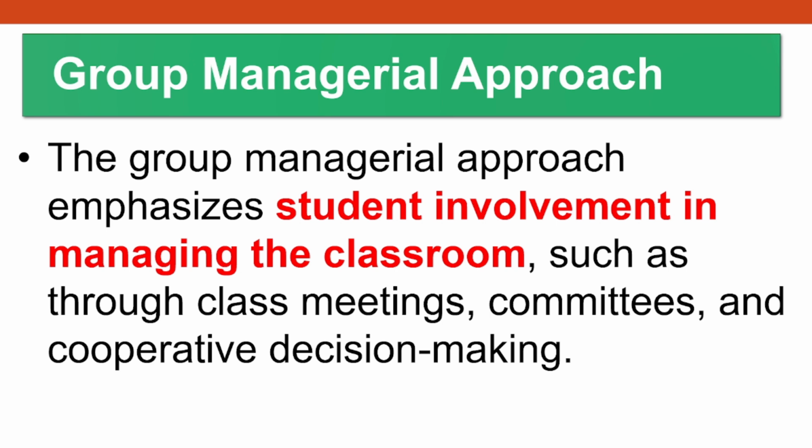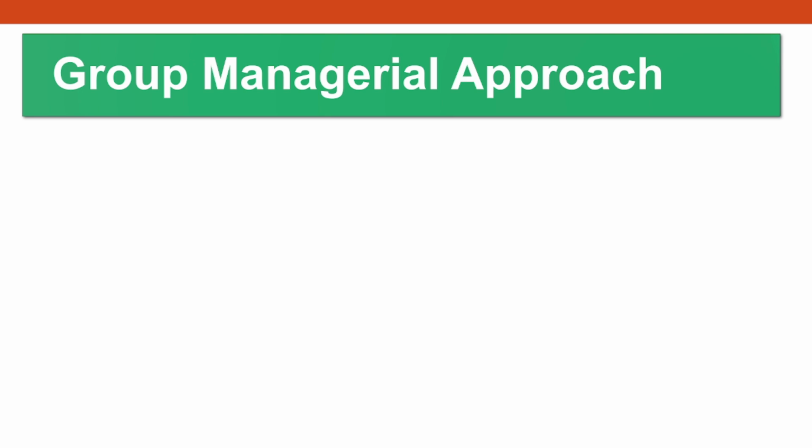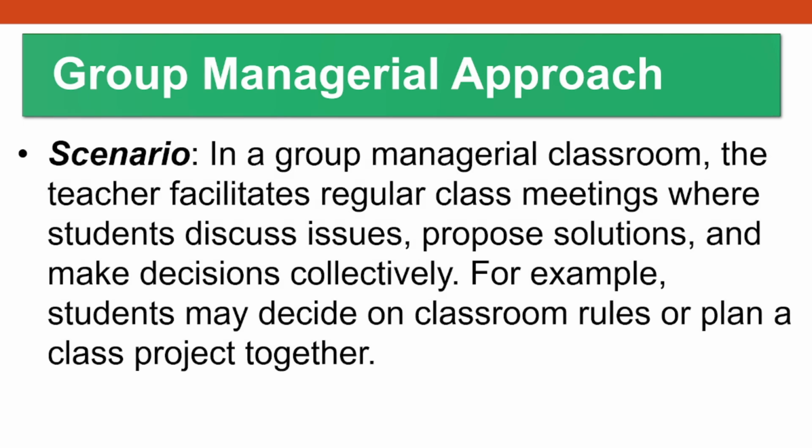For example, you hold regular class meetings where students discuss issues, propose solutions, and make decisions collectively. They might decide on classroom rules or plan a class project together. This involvement helps them develop leadership and teamwork skills. But again, you are there in the process. Behind all that, it's still you who lead them, but indirectly, because it seems the students decide everything.